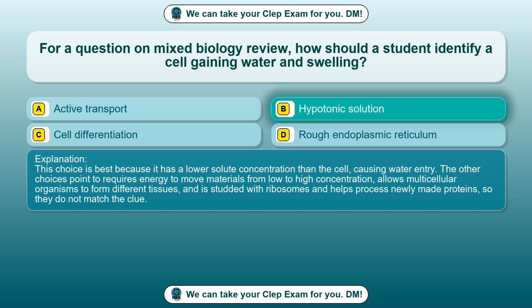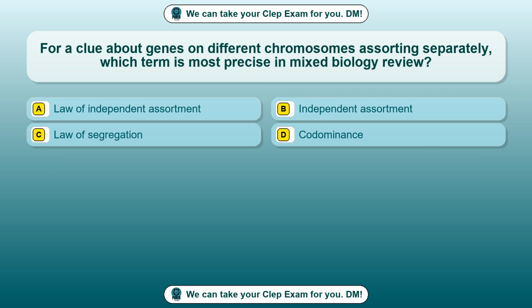The other choices point to requires energy to move materials from low to high concentration, allows multicellular organisms to form different tissues, and is studded with ribosomes and helps process newly made proteins, so they do not match the clue. Question 30. For a clue about genes on different chromosomes associating separately, which term is most precise in mixed biology review? Option A, law of independent assortment.